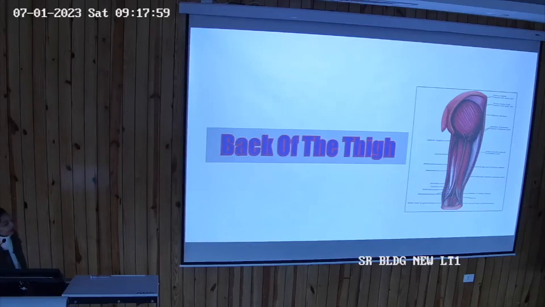Today's topic: back of thigh, or posterior compartment of thigh. In Latin, back of thigh is also known as ham. So they are a group of muscles together, known as hamstring muscles, except one muscle, that is the short head of biceps femoris. All the muscles together of the back of thigh are known as hamstring muscles because they have certain characteristics in common.